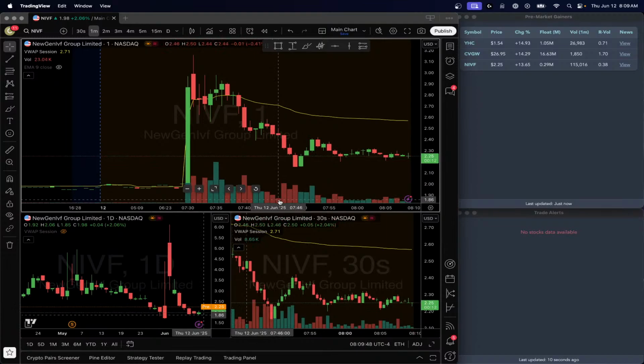was getting lower and lower, and then it really picked up right here. And then we had this green candle. It's just not good enough for me. Mainly, we're below the VWAP.